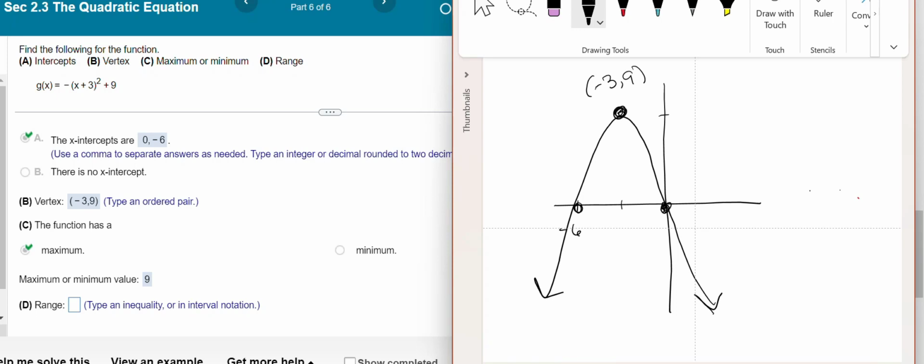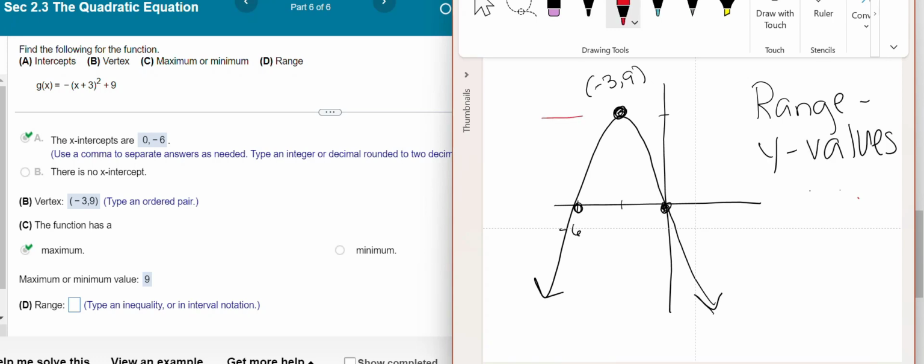Now they're asking us for the range. The range always talks about the y values. When I look at my vertex, my largest y value is going to be 9. How do I know that? Because my y value is 9. Since this is the maximum, 9 is going to be the largest y value. What is my minimum going to be? Well, here's the deal. We're going down, down, down to negative infinity.